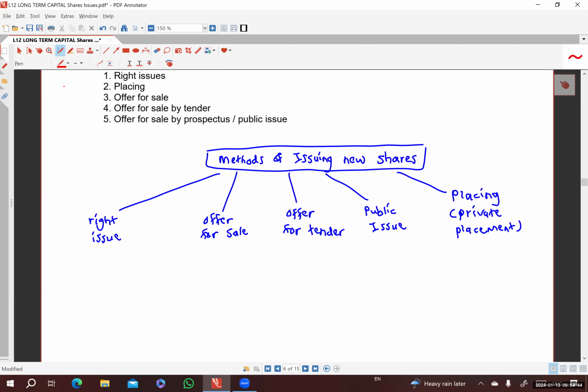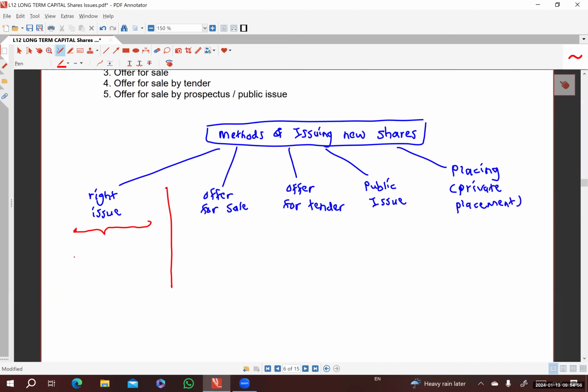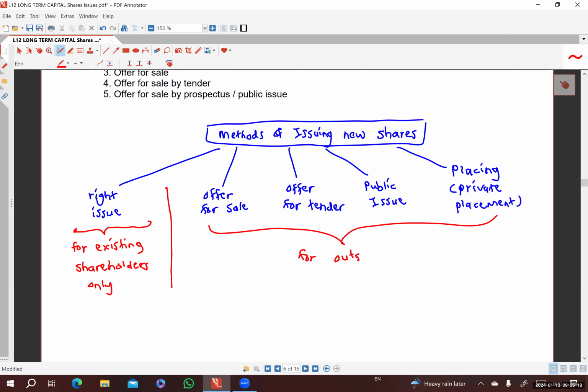We split them into two categories. The difference is if the method of issue is right issue, then the new shares can only be offered to the existing shareholders. Right issues, the new shares are offered to the existing shareholders only. People outside the company cannot buy the new shares. But all these other methods are targeted at outside investors. So after the issue, new investors will come into the company. So that's the difference.